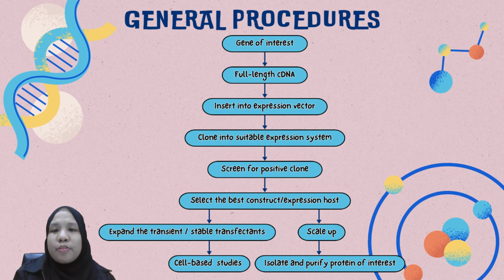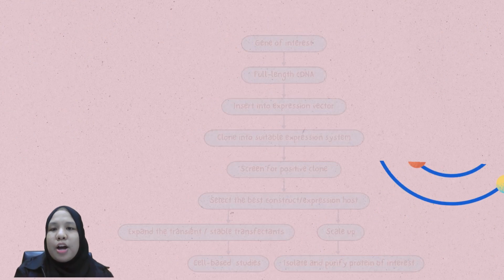After screening the positive clones, the best construct or expression host must be selected depending on the type of cells used. For mammalian cells, the transient or stable transfectants need to be expanded, and the protein can be obtained after the cell-based studies carry on. While for bacteria, yeast, and insect cells, they need to be scaled up for high yield.